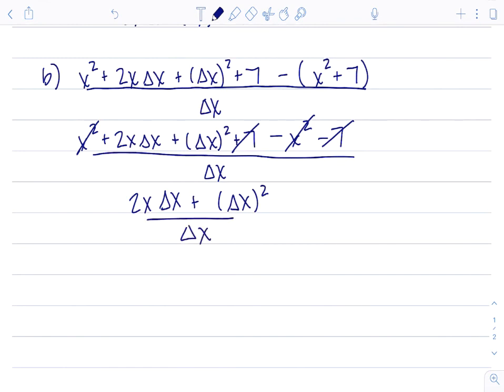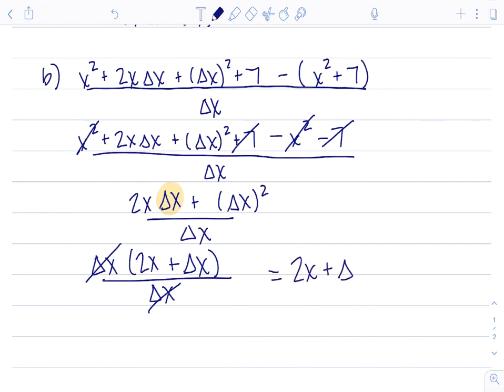The last step is always going to be factoring out a delta x. So in the numerator, if I take a delta x from the first term, I'm left with 2x, and then with the second term, I can factor out a delta x, leaving me with a single delta x over delta x. What that now does is I can cancel the delta x, and my final answer is 2x plus delta x.